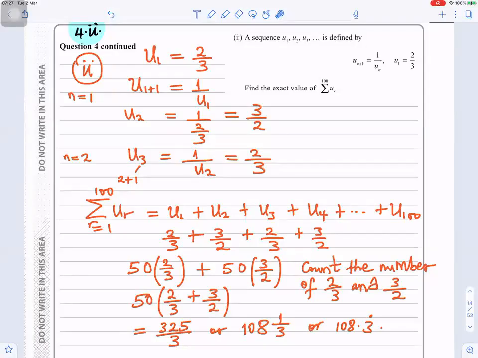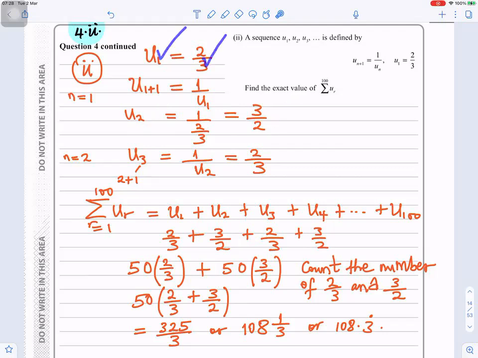For 4 part 2, a sequence is defined by that on the top right there. So we start, U1 is given as 2 over 3. Now we put n equals 1. So that will give us U1 plus 1, which will give us U2. 1 plus 1 will give us 2. So that would be 1 over U1. But since U1 is 2 over 3, we put 2 over 3 in there. So 1 divided by 2 over 3 gives you 3 over 2. So that means U2 is 3 over 2.